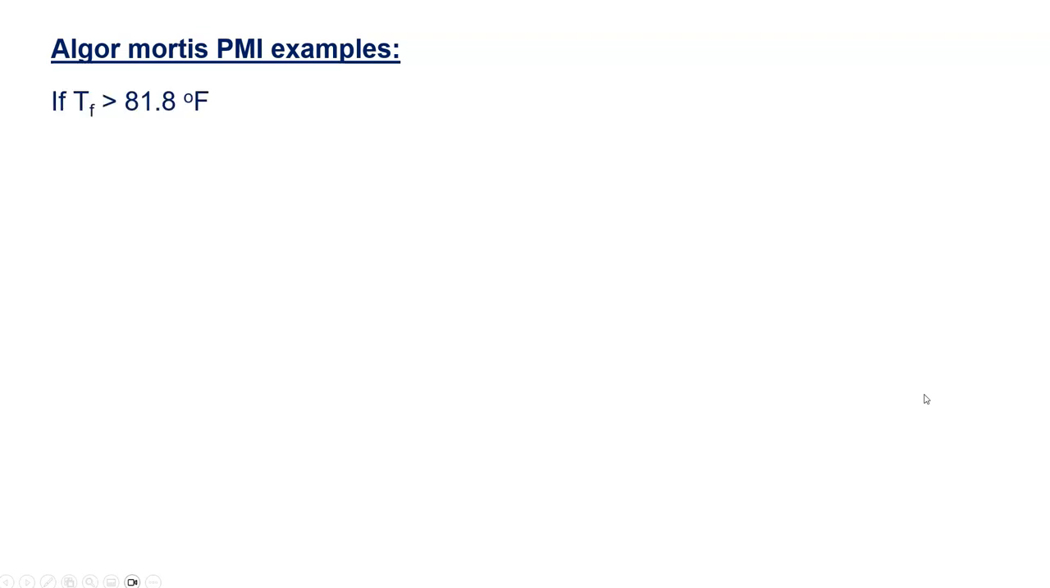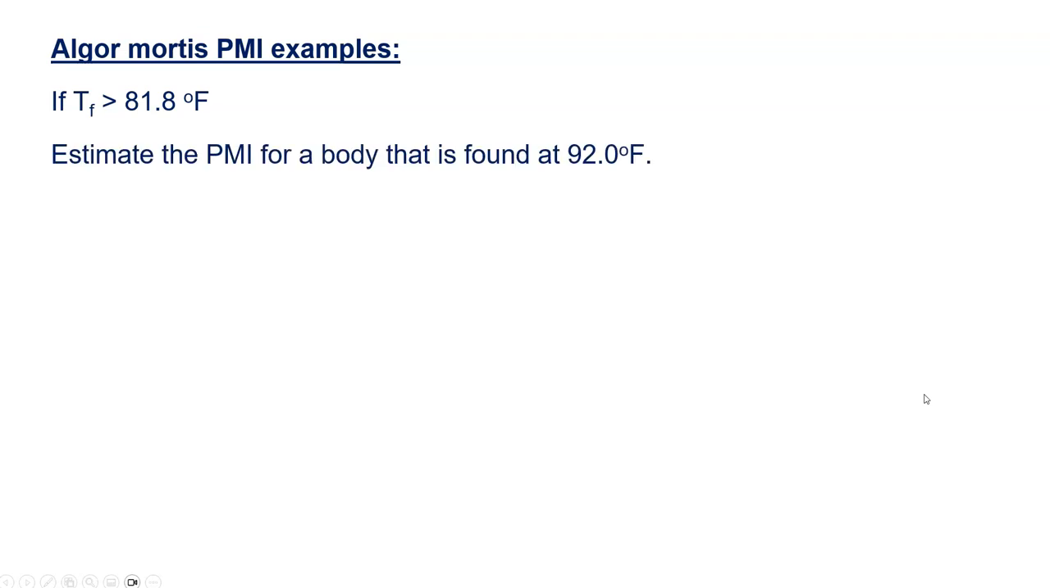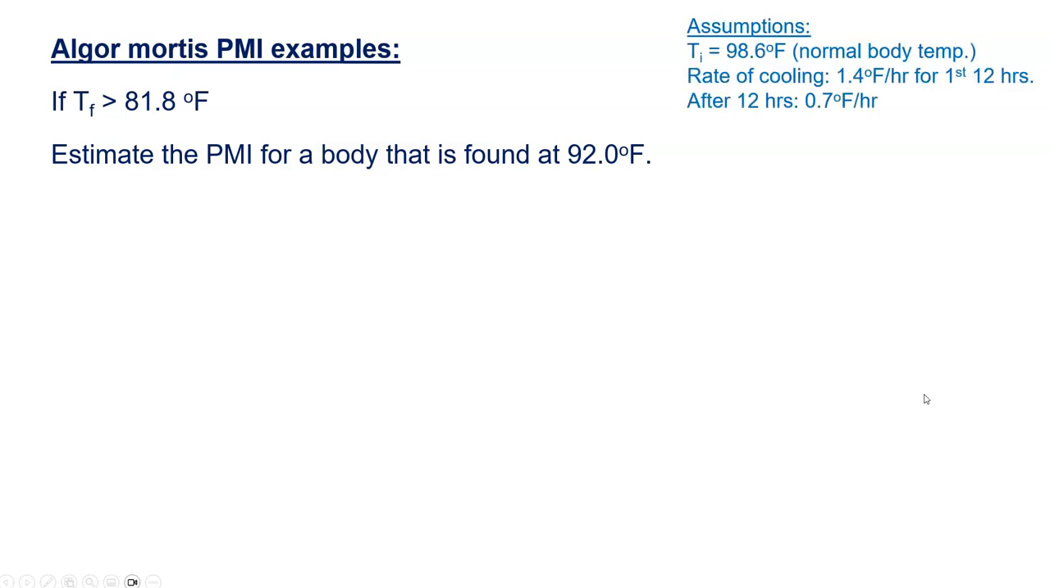So we'll go through two examples. The first one is going to be, what if we haven't reached 81.8 degrees Fahrenheit yet? So here's the problem. Estimate the postmortem interval for a body that's found at 92 degrees Fahrenheit. We'll repeat our assumptions. You don't have to write them down, you've already written them down, but how long has that person been dead if their body is found at 92?